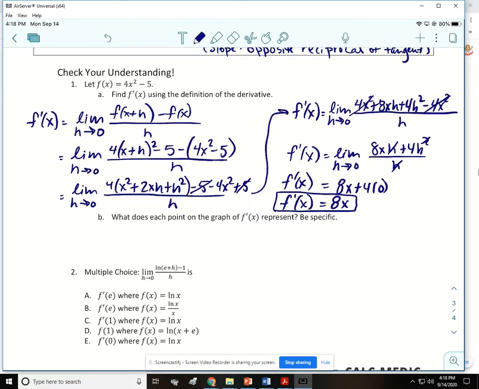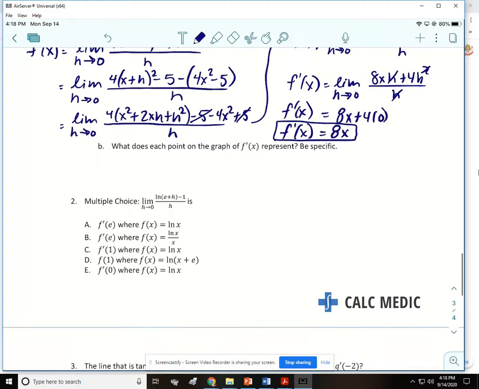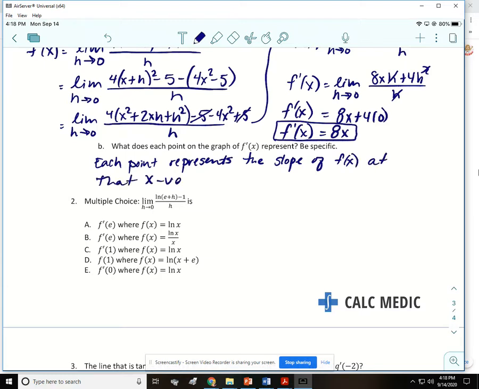Okay, and then B asks, what does each point on the graph of f prime of x represent? And so each point represents the slope of f of x at that x value. You could also say the slope of the tangent line of f of x at that value too.